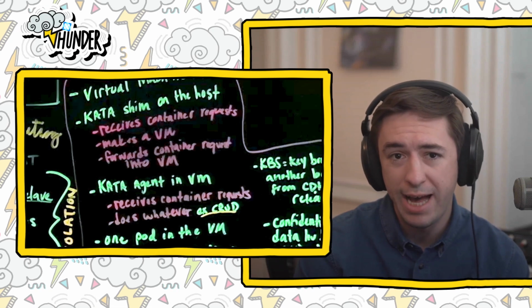So the Kata shim knows that the first order of business, when it's supposed to do stuff, is to start up the VM where everything's going to live. That VM is going to contain something called the Kata agent, and there's an API between the Kata shim and the Kata agent. For the most part, after it starts the VM, the Kata shim just passes the requests it gets to the Kata agent. And then the Kata agent will do these.